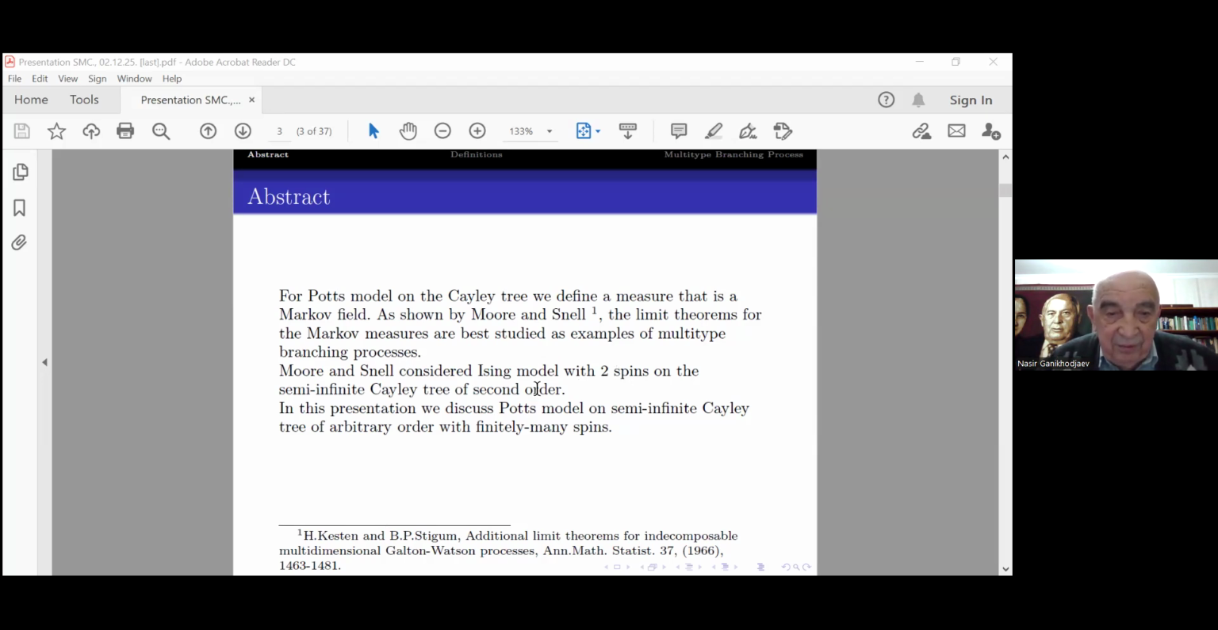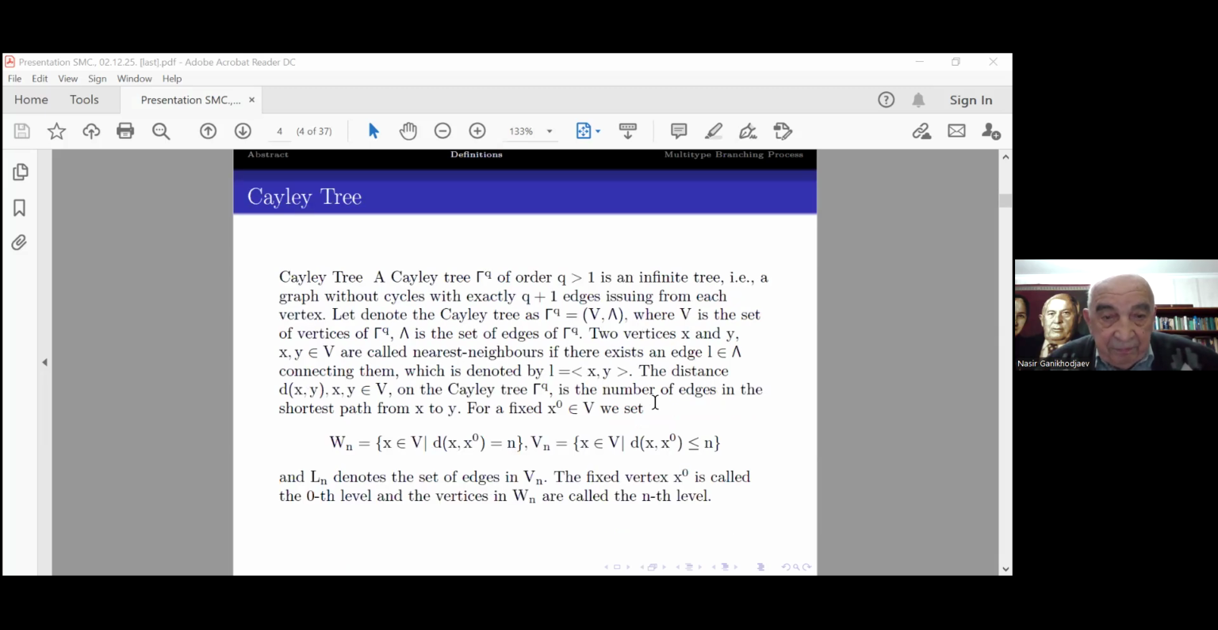So I will consider the Potts model. This is a generalization of the Ising model on the semi-infinite Cayley tree of arbitrary order. First of all, what does a Cayley tree mean? Well, this is the usual tree of order Q, where Q is greater than 1. This is an infinite tree, that is, with countably many vertices, a graph without cycles, for which exactly Q plus 1 edges issue from each vertex.